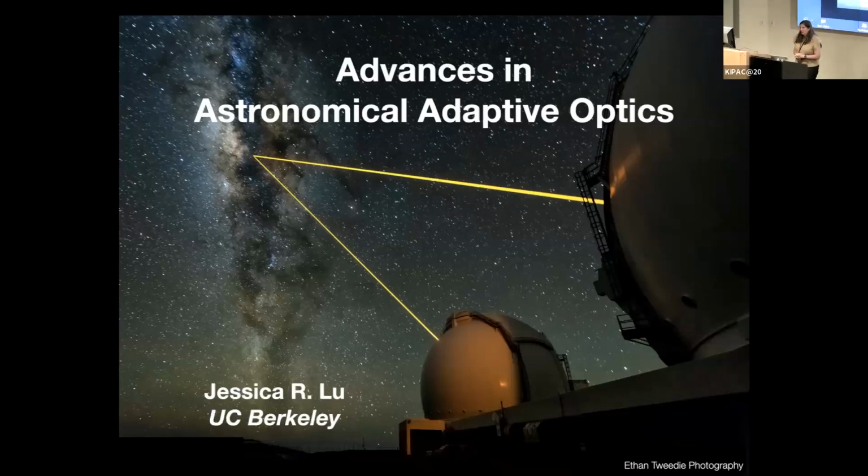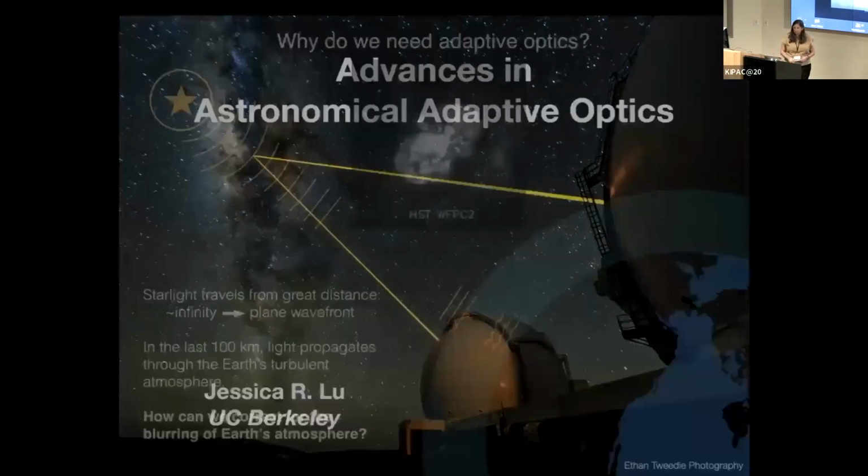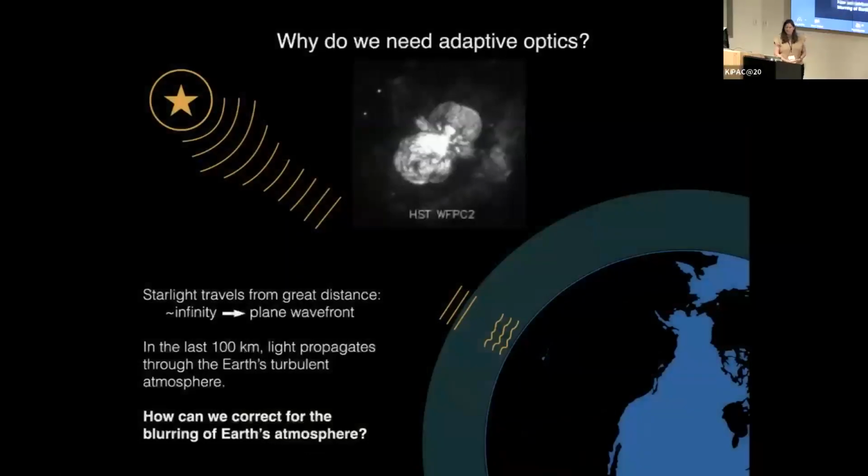So I'm here to talk about advances in astronomical adaptive optics. And in the spirit of KIPAC, I'm going to try and give equal balance to both the science that adaptive optics has yielded and the technology that's made it all possible. Okay, why do we need adaptive optics in the first place?